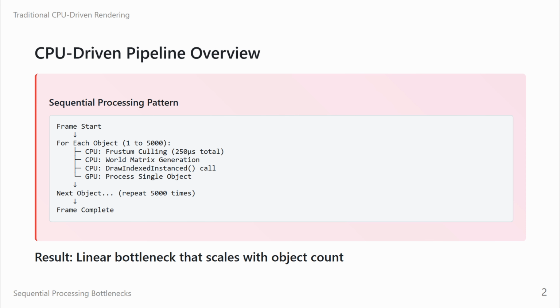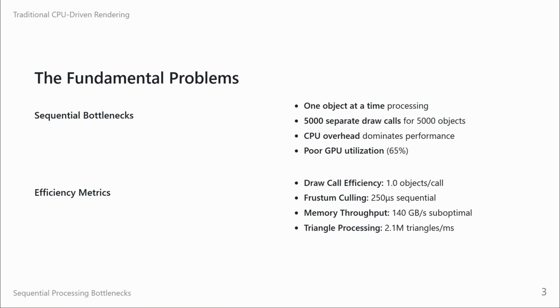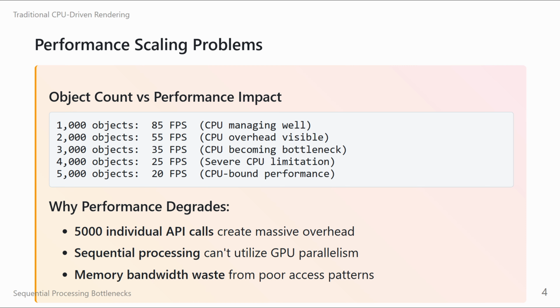Traditional CPU-driven rendering follows a sequential pattern. For each object, the CPU performs frustum culling and generates world matrices. Rendering 5,000 models individually results in 5,000 separate draw calls, sequential processing, and significant CPU overhead, with an efficiency of just one object per draw call.